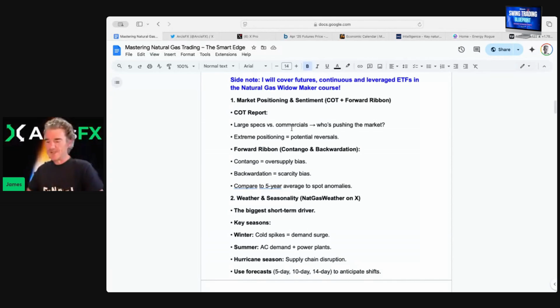Let's go through points 1 to 3. First of all, market positioning and sentiment. For that, I use the COT report. You only need 1 page for this, and that's called the COT report. I'm going to show it to you right now, but before I do that, I'm going to run through a couple of points here.